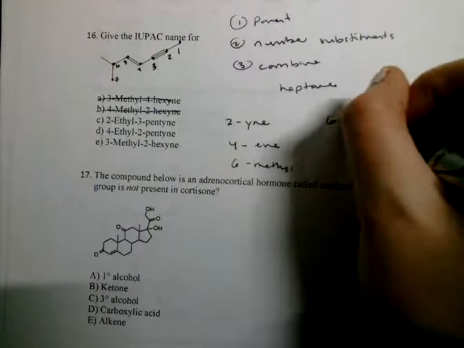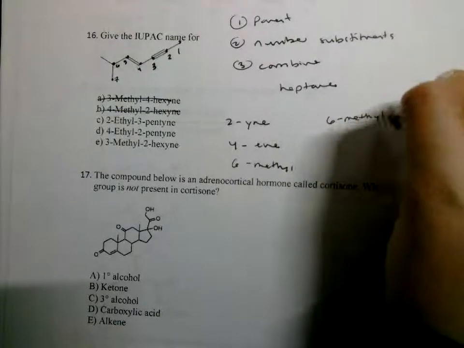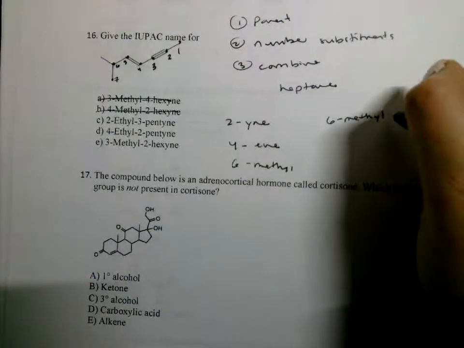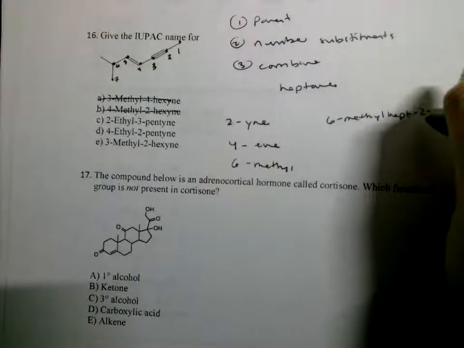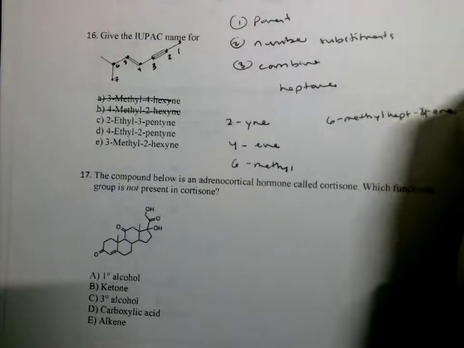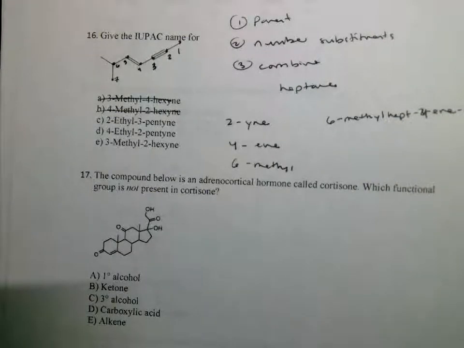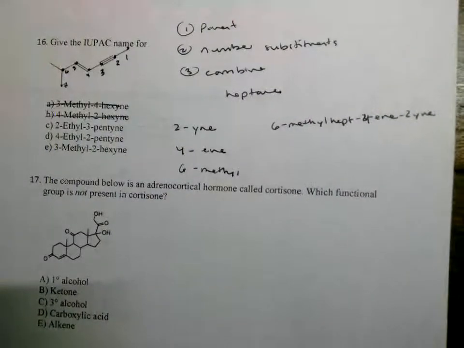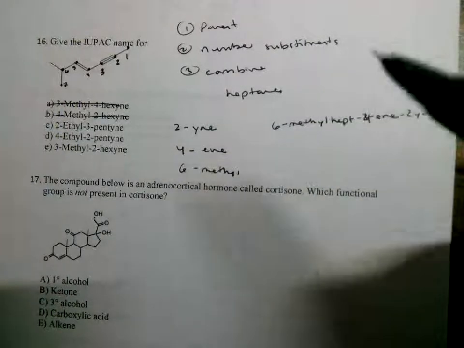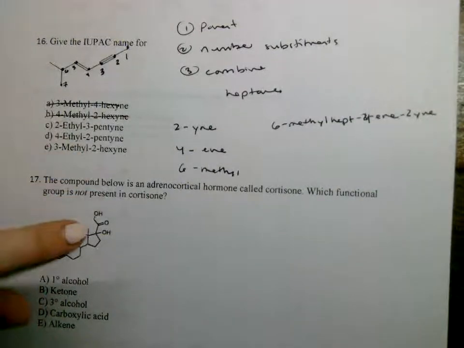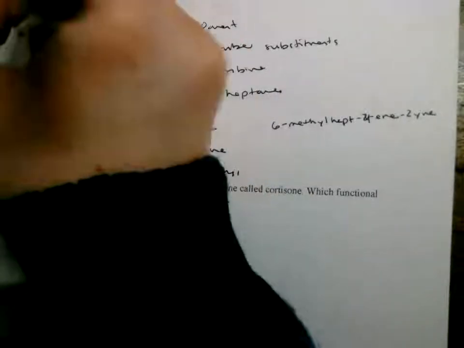So I would think this would be 6-methyl hept, or actually it'd be hept-4-ene-2-ine. So that is the name I would come up with for this. Also, you can tell that these are wrong because none of them have the ene in there. So I think this might just be a mistake. I think this should be ene and then ine. I think the test bank probably made an error here, but I'll make a note of that.